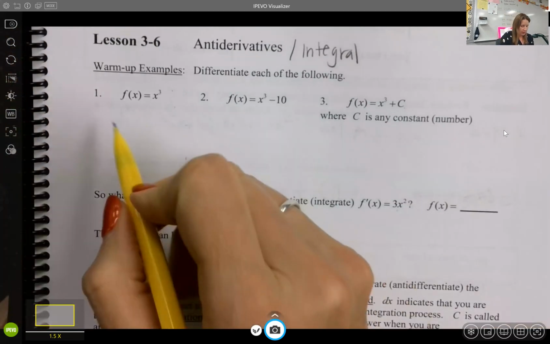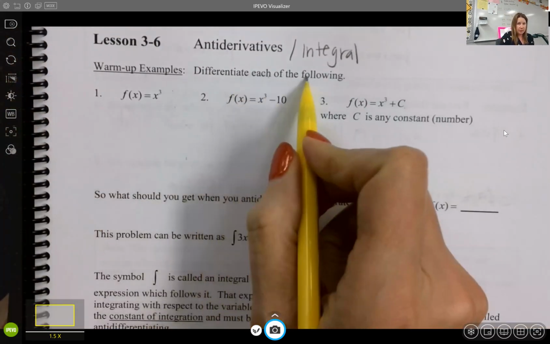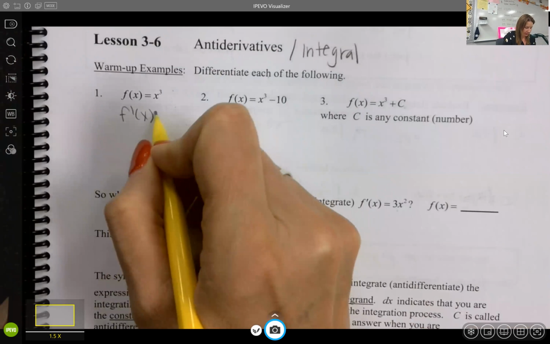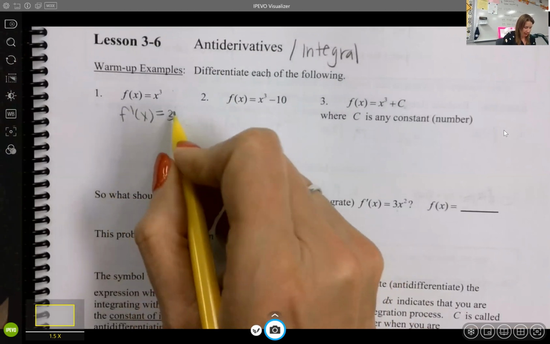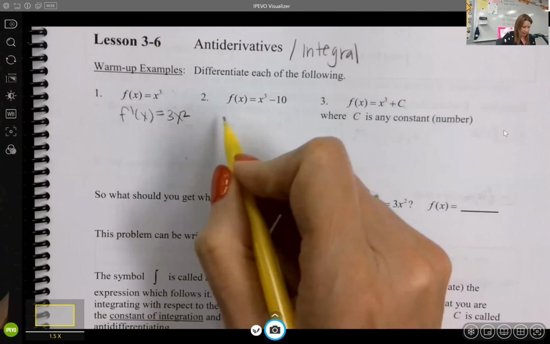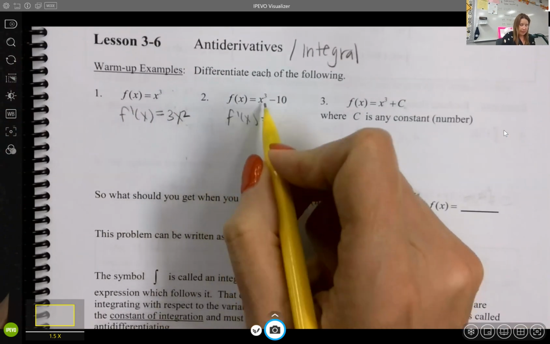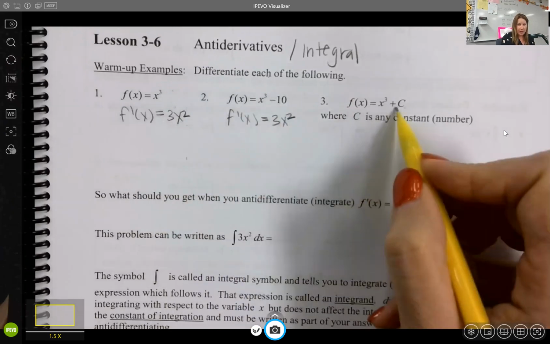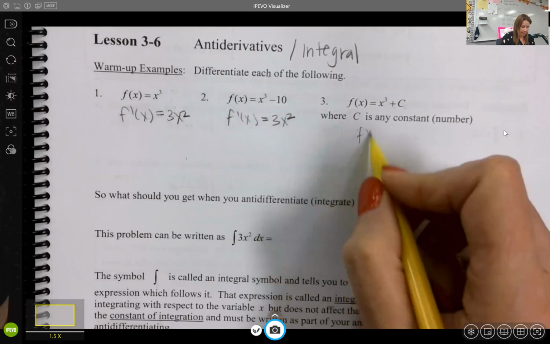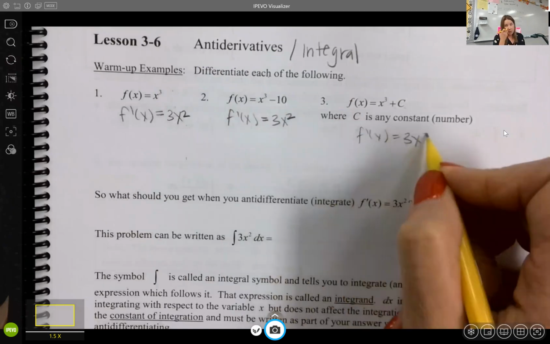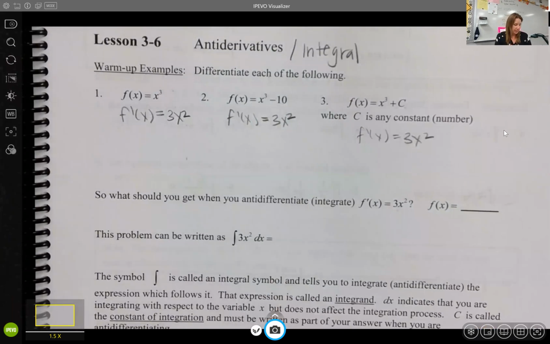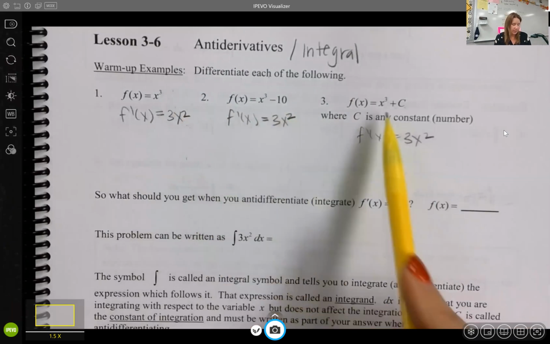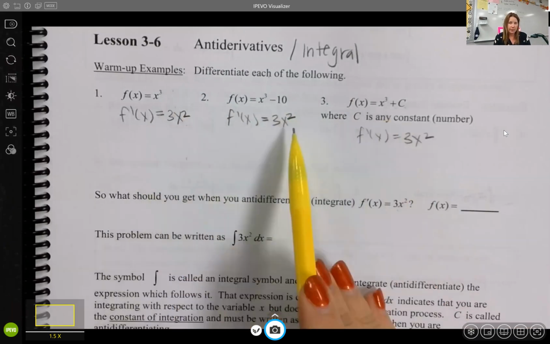So first we're going to differentiate each of the following. Differentiate means take the derivative. So the derivative of x cubed is 3x squared. And then the derivative of x cubed minus 10 is 3x squared. And if I had a c right here, which would be any number, the derivative of that would be 3x squared. So notice that no matter what my c value was, what my constant was at the end, I still got the same derivative, 3x squared.